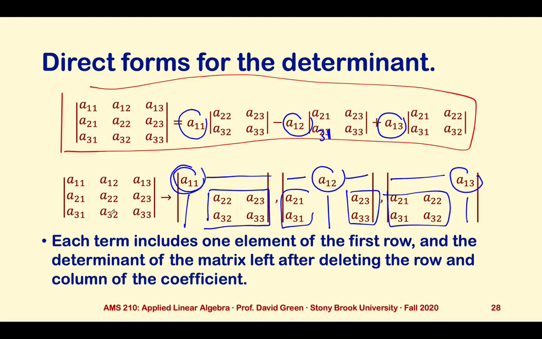Every term here includes one element from the first row, A11, A12, A13, and the determinant of the matrix that's left over if we delete that row and the column corresponding to whatever the coefficient we were working with is. So this tells us there seems to be a general rule for how we can construct this sum of matrices. We do see that there are differences in sign that we will also need to take into account.